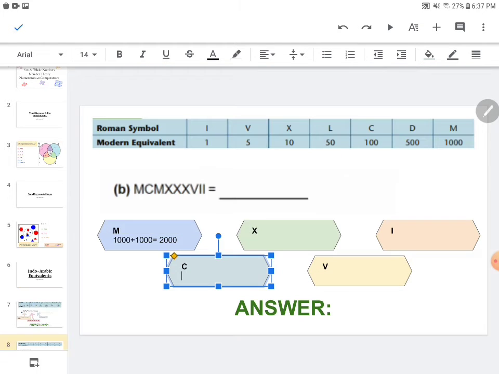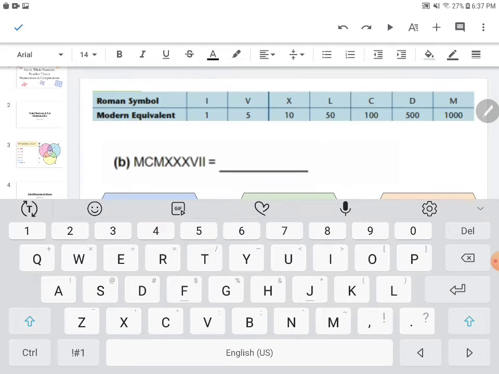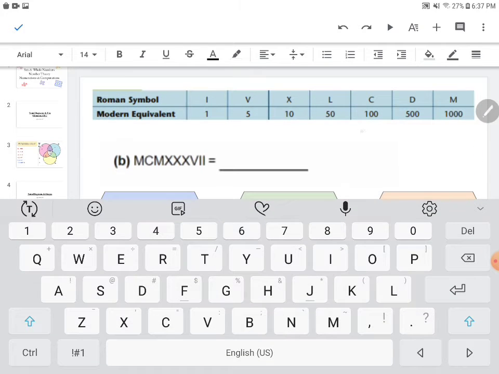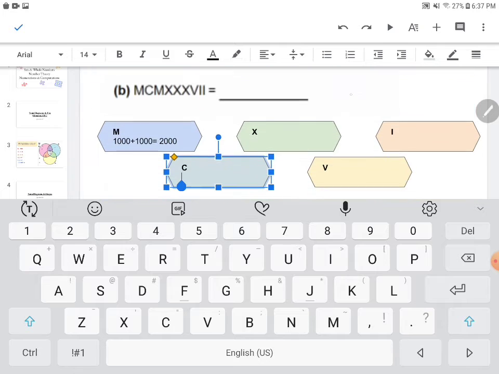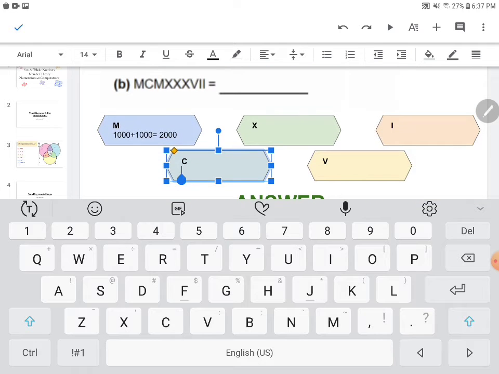Again, we'll do the same thing with C. If we look at our key, we notice that C is equivalent to 100, and we are presented with 1 C.